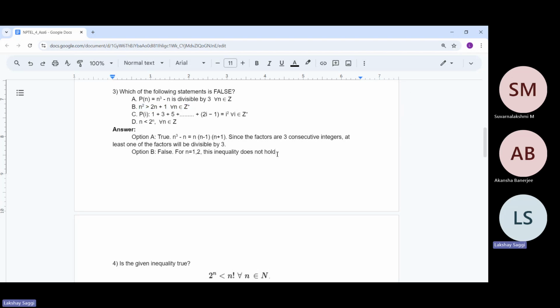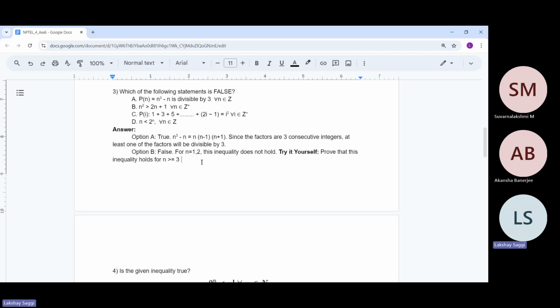But just for our practice, you can try it yourself. You should try to prove that this inequality holds for n greater than or equal to 3. So it does not hold for n equal to 1, 2, but actually it can be proved that n square is greater than 2n plus 1 for n greater than or equal to 3.